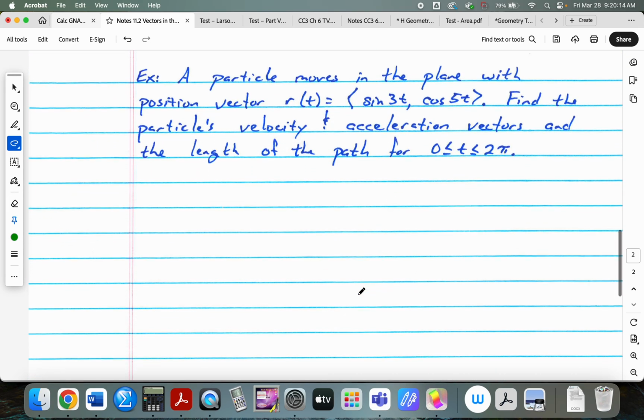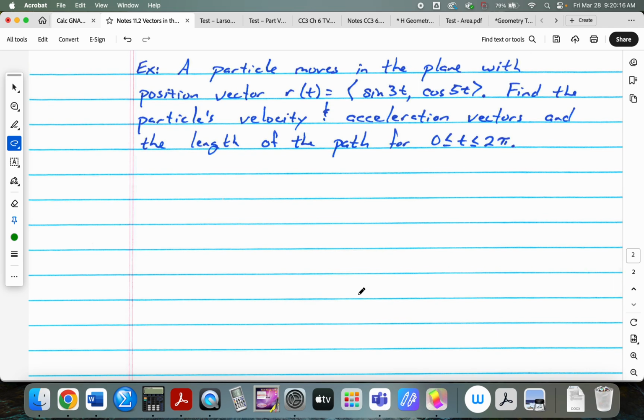All right. So let's do this one. A particle moves in the plane with position vector r of t is sine 3t, cosine 5t. Find the particle's velocity and acceleration vectors and the length of the path from 0 to 2 pi.